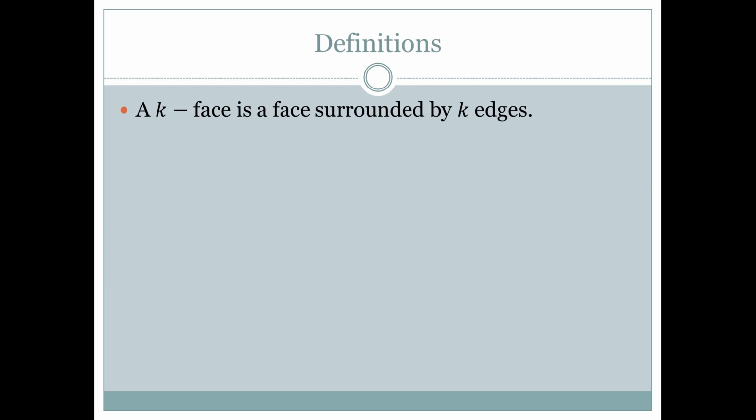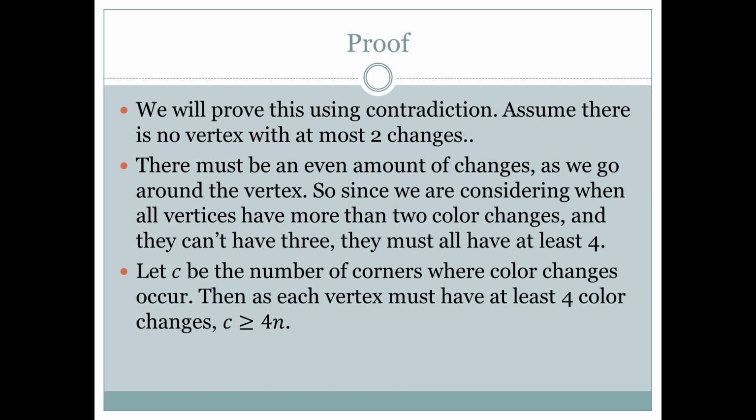So we're going to, again, prove this by contradiction. So we're going to assume that no vertex will have at most two changes. And there must be an even amount of changes as we go around the vertex. Because when we start, we usually start with a black edge or a white edge, and we're going to end with the same color edge. Because we start and end with the same edge as we go around, there has to be an even amount. If there's an odd amount, we'd end with a different color.